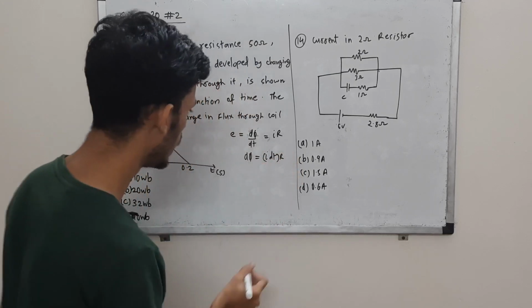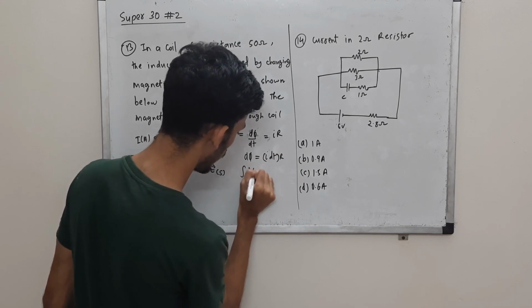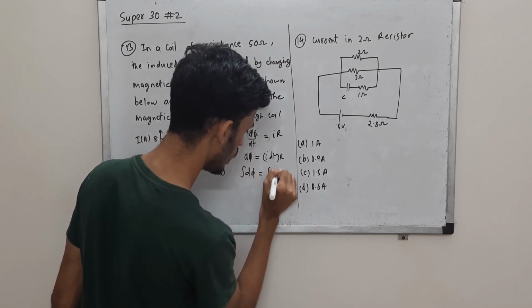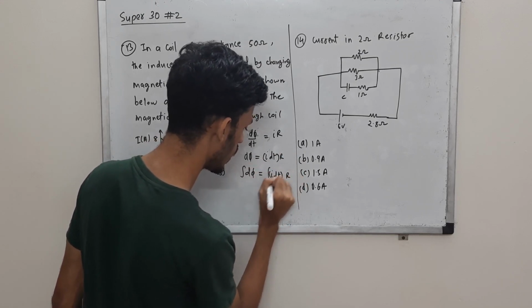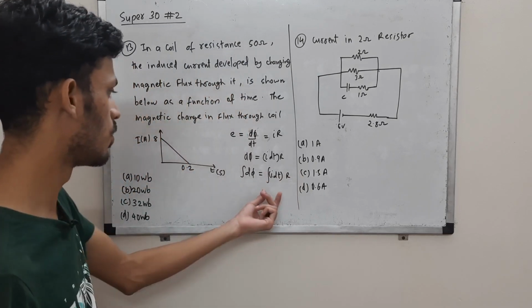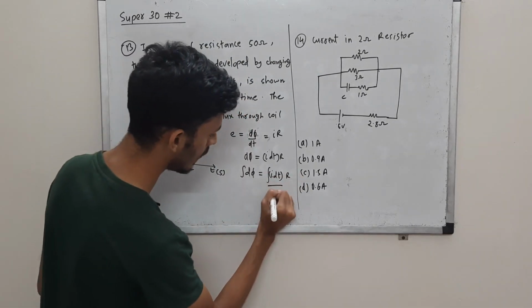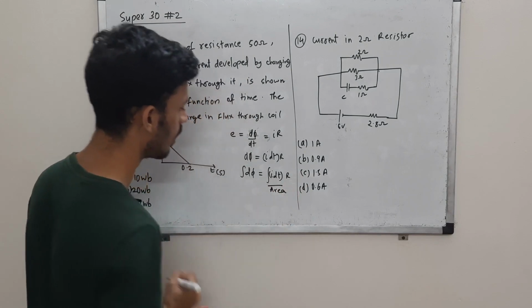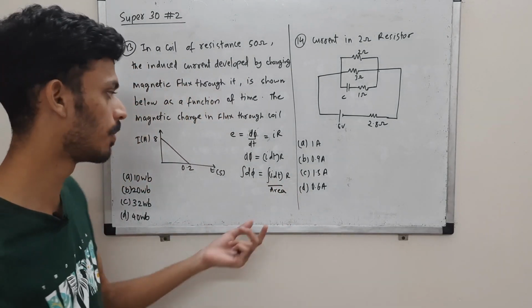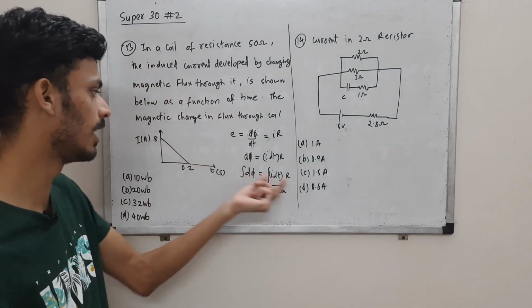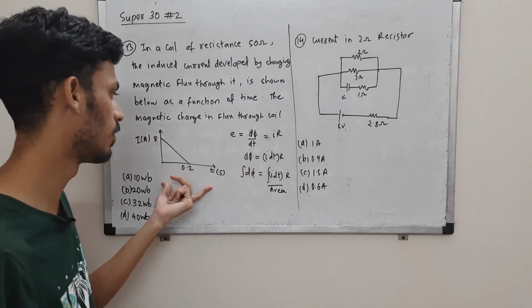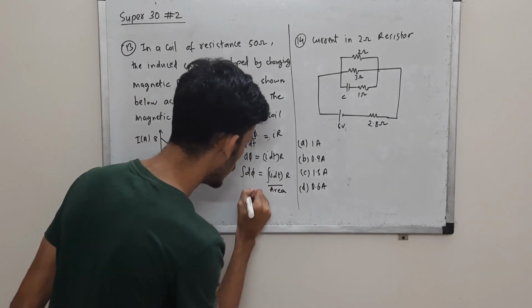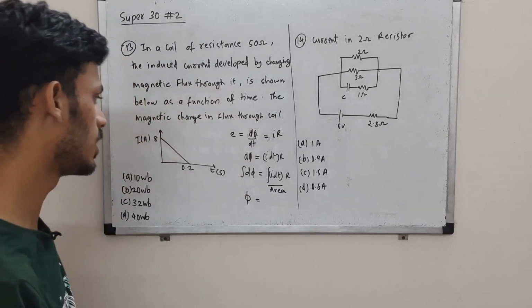And we can integrate on both sides. We'll know why we are doing this. R is constant, so you can take it out of the integral. If you see, this integral I dt is nothing but the area under the I-t graph. So dφ will give us φ, which is the change in flux that we are supposed to find.